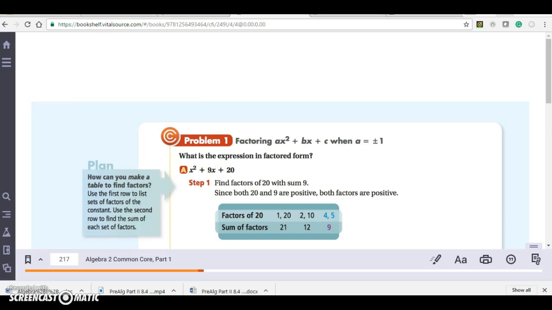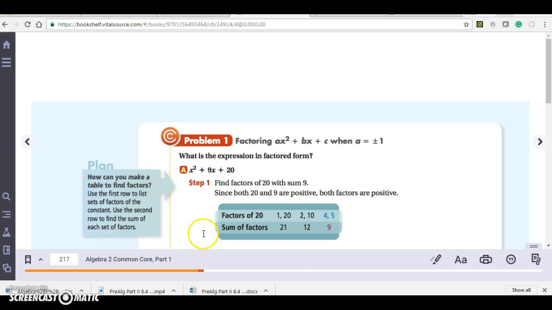Okay, let's take a look at problem 1, factoring ax squared plus bx plus c when a is plus or minus 1. What is the expression in factored form? So I have x squared plus 9x plus 20. So the first step is to find the factors of 20 with the sum of 9.